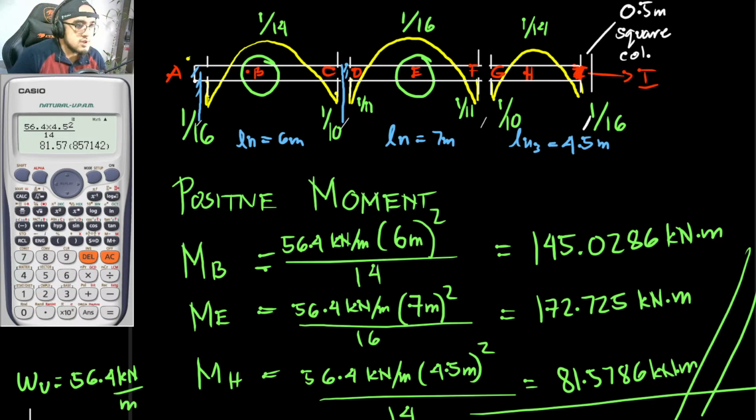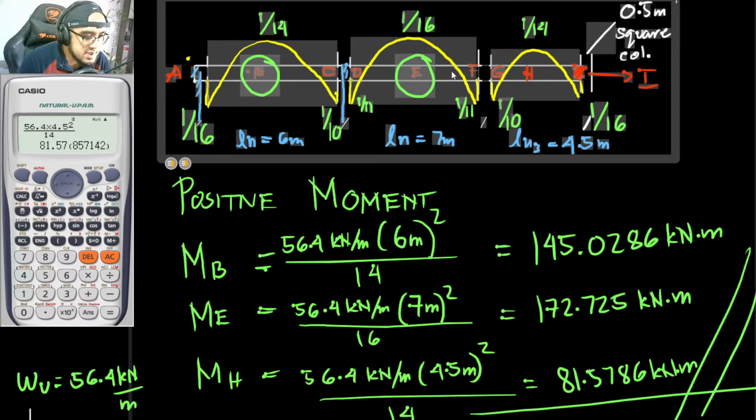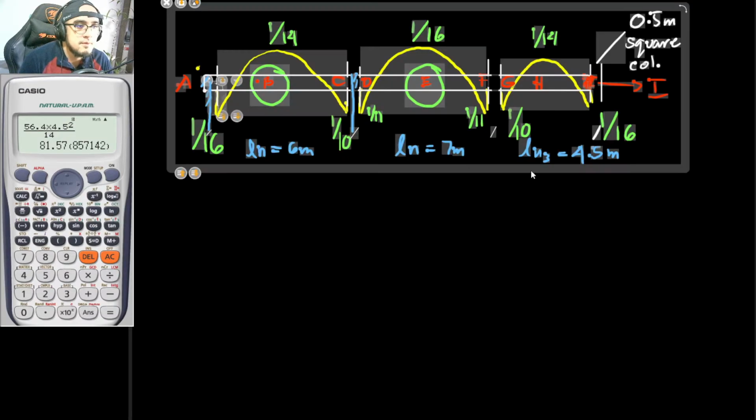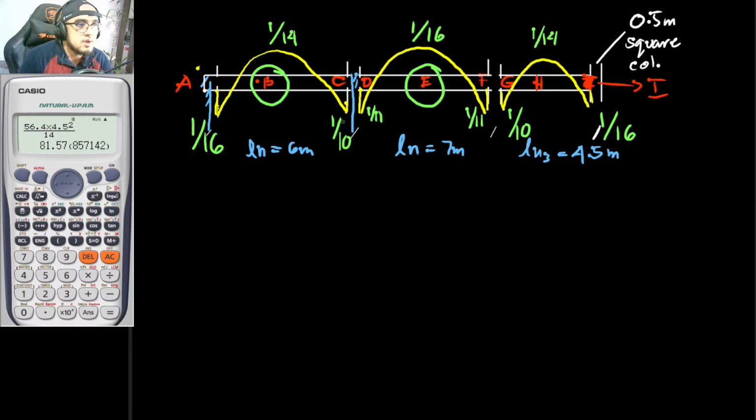So proceeding, itong positive moment, this is very basic. Actually, basic lahat. Medyo may catch lang tayo dun sa negative moment. So for the negative moment, I would just be copying this to our next slide para hindi ko na i-redraw. So eto. For the negative moment, I would just be coloring it red. So negative moments.